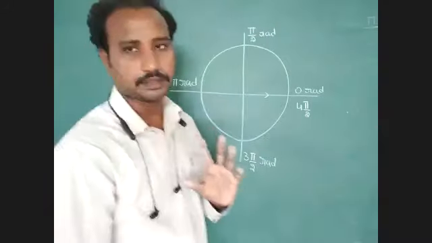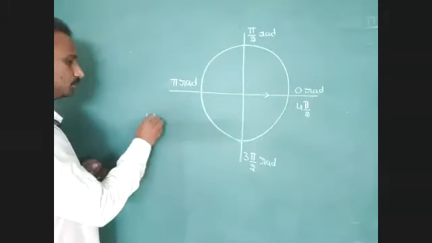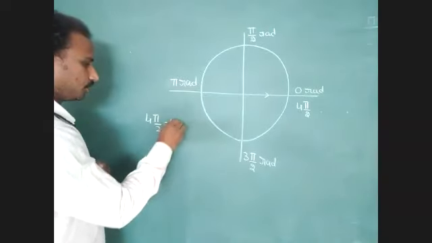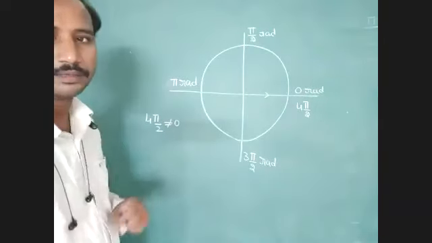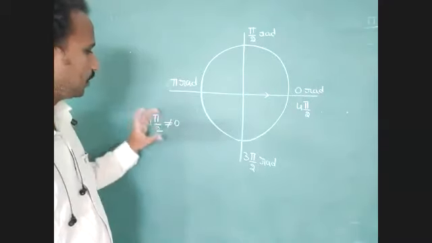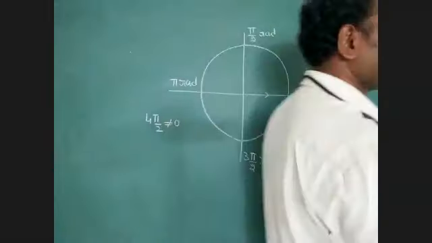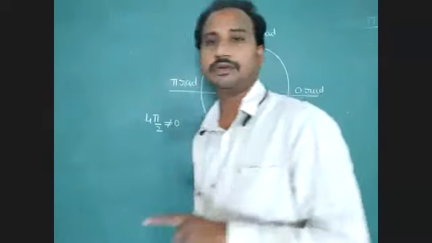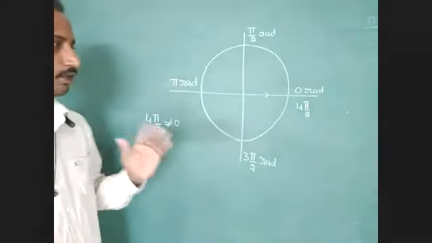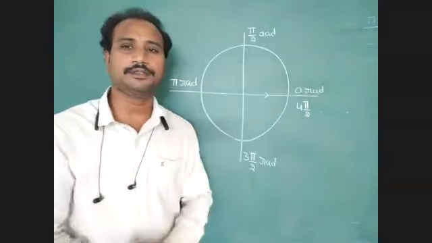According to mathematics, the value 4 pi by 2 is not equal to 0 radian. Yes, sir, 4 pi by 2 is not equal to 0. But here we have to consider 4 pi by 2 radian equal to 0 radian. What is the reason we consider that 4 pi by 2 radian equals 0 radian?